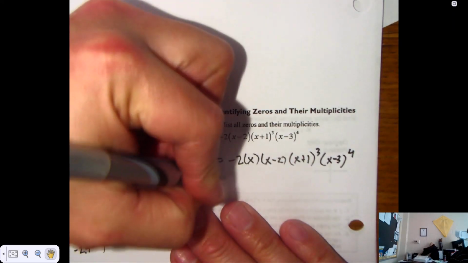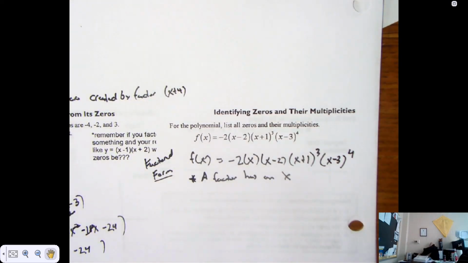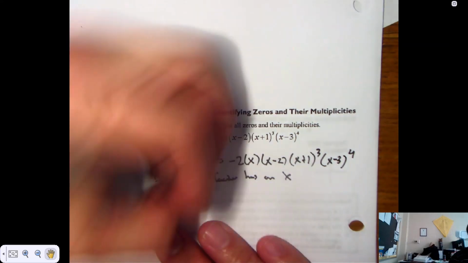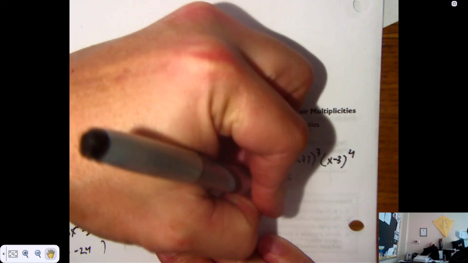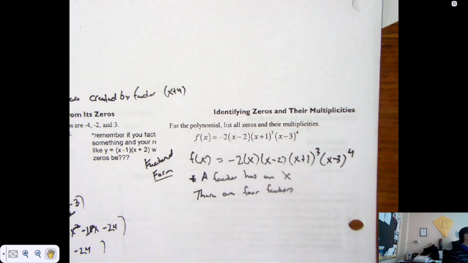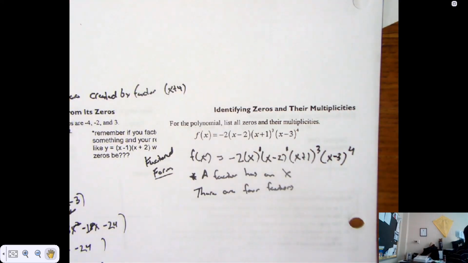A factor has an X. If it has an X, it's a factor. Lindsay says there's 4. And Lindsay's right. It's not because of the exponents, because there's 4 distinct factors. They each have their own exponents too. These 2 without exponents given, what's the understood exponent? 1. Got to understand the understood. I know a couple of you don't. But you got to understand the understood.